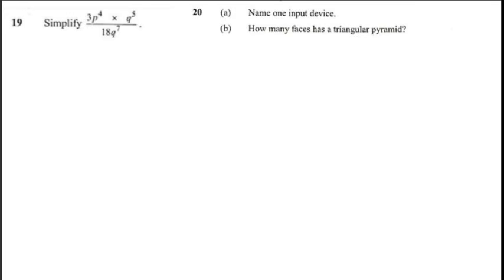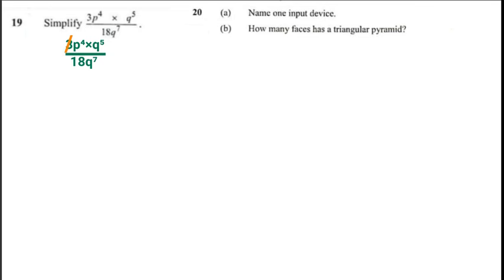Okay, question 19 was as follows. Simplify 3p raised to the power of 4 multiplied by q raised to the power of 5, divided by 18q raised to the power of 7. So what I'm going to do now, I'm going to rewrite the expression down, just like this. The first thing we need to do is take care of the coefficients. So 3 and 18, they have got a common factor, which is 3.